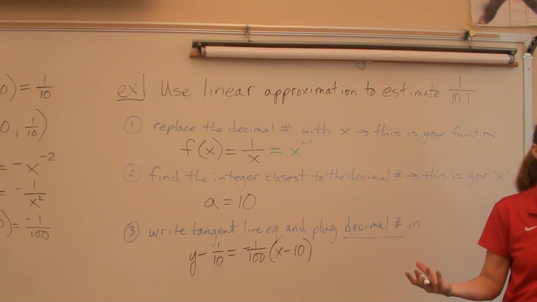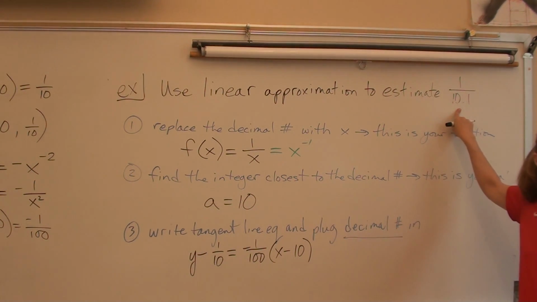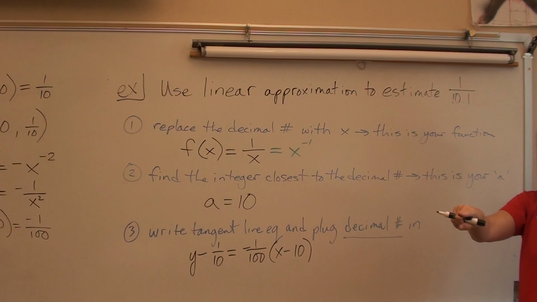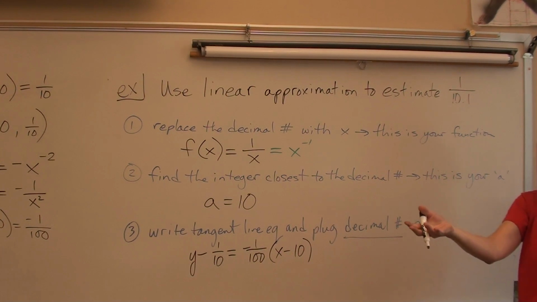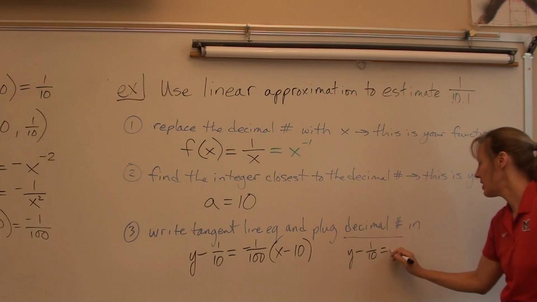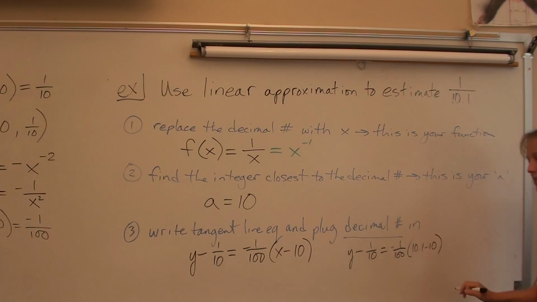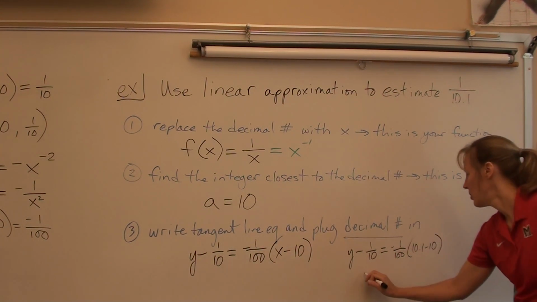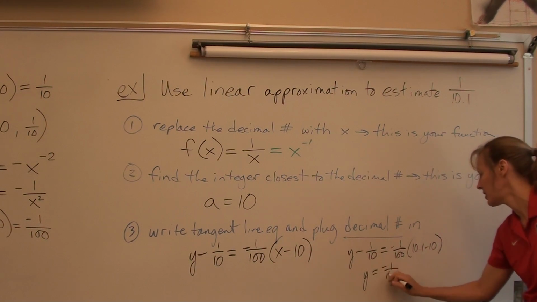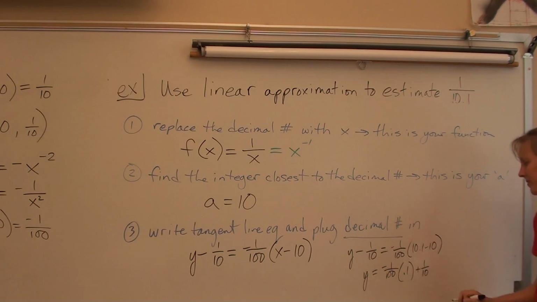Now we need to use the tangent line to approximate the function value at 10.1. So plug 10.1 into the tangent line equation that you just wrote. Y minus 1/10 equals negative 1/100th times 10.1 minus 10. So we get y equals negative 1/100th times 0.1 plus 1/10. And that is your approximation for f of 10.1.